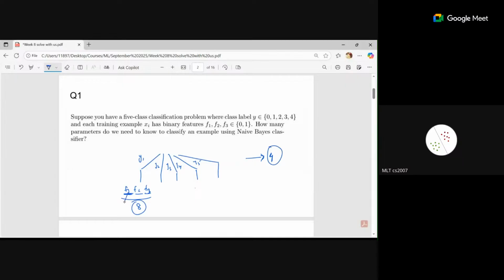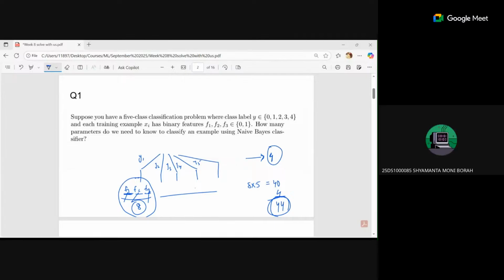So for each of these, we have two choices. For F1, we have two choices. For F2, we have two choices. For F3, we have two choices. Okay. So you have 8 in total from the first. And how many are these? You have to take 5 of these cases. So 8 times 5, which is 40. And then for the yi's, I have 4 parameters. So a total of 44 parameters is what we need to estimate.